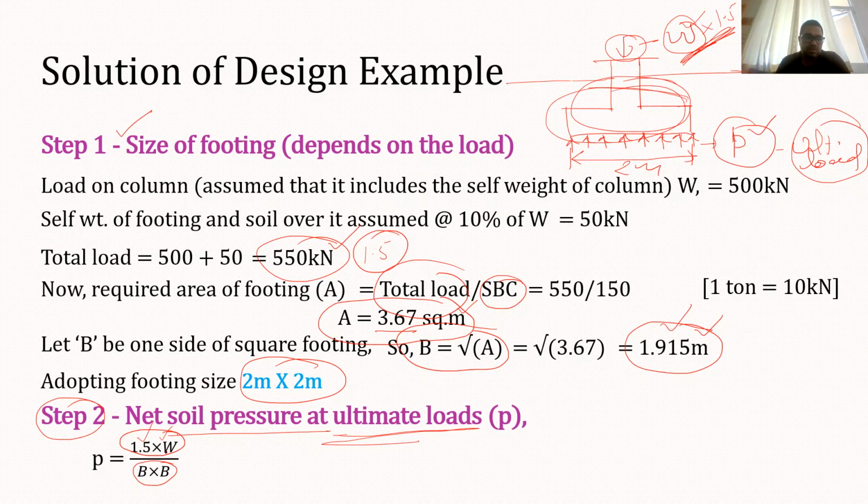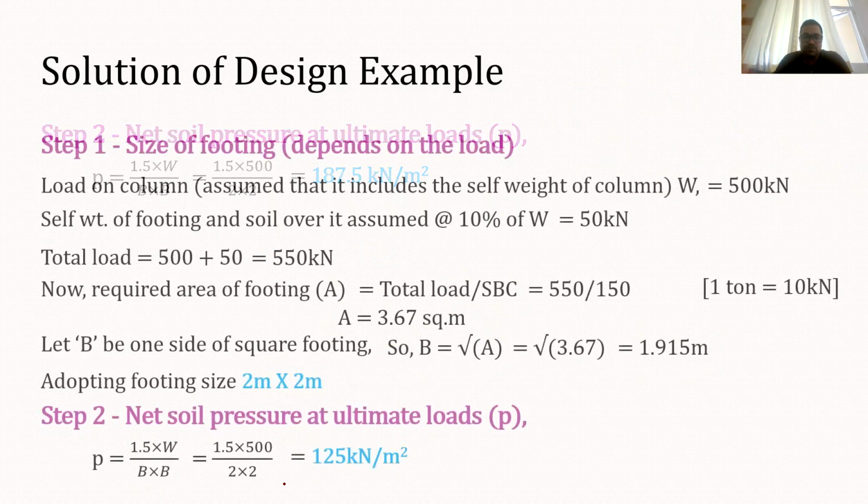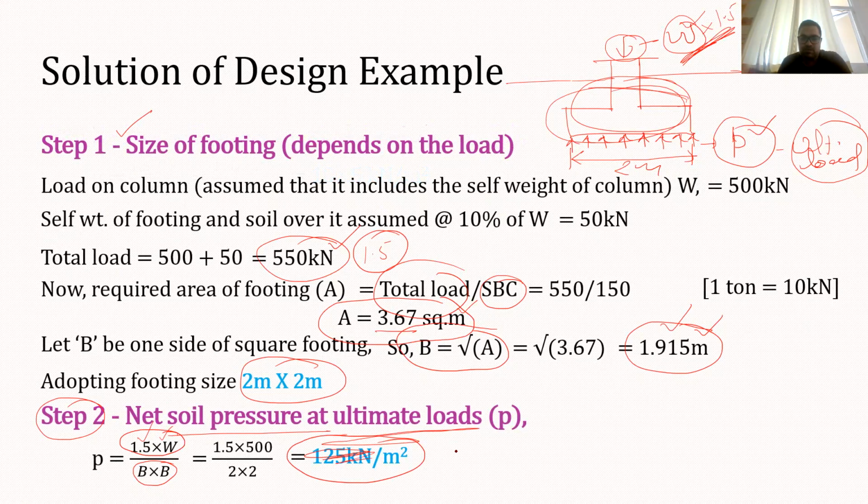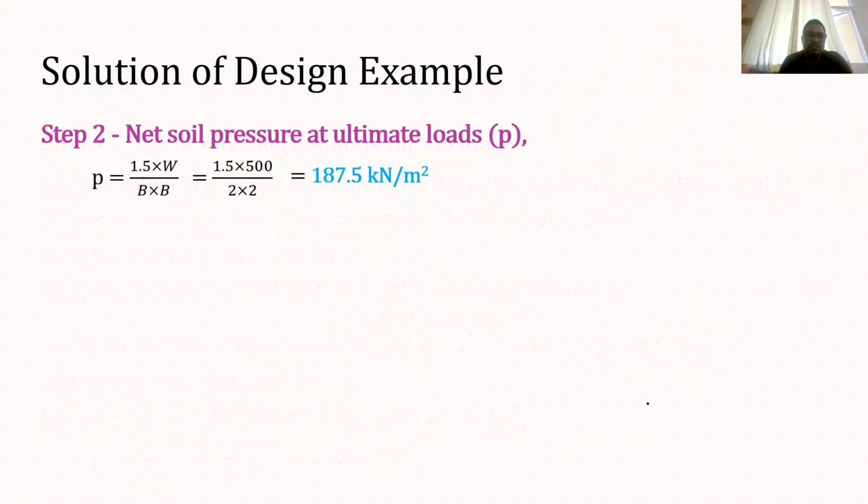So here the load is 1.5 times W divided by the area of footing provided, and putting the value here, we get the soil pressure as 125 kilonewton per meter square. It is not 125, it will be 187.5. I have corrected this value on the next slide. So this is our correct value of the pressure in this case. That completes our step 2.